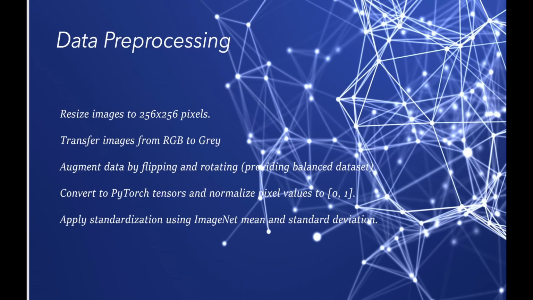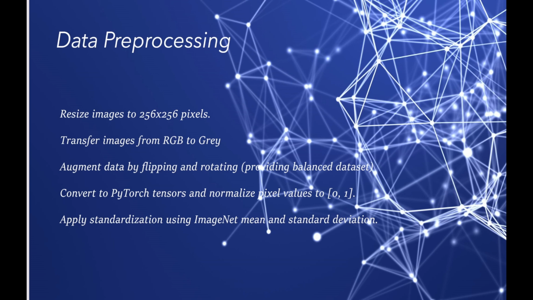As for the data pre-processing part, firstly, we resize all the images to 255 by 255 pixels, which ensures uniform input dimensions across the dataset. Secondly, we convert RGB images to gray, which focuses on structural patterns in the lungs and reduces computational complexity.